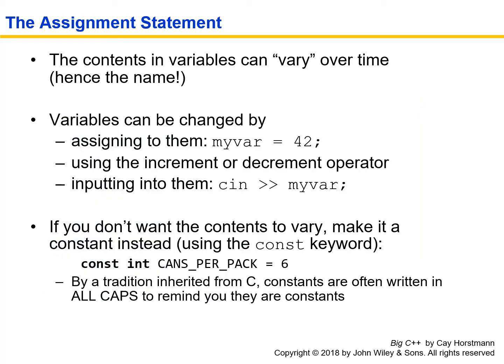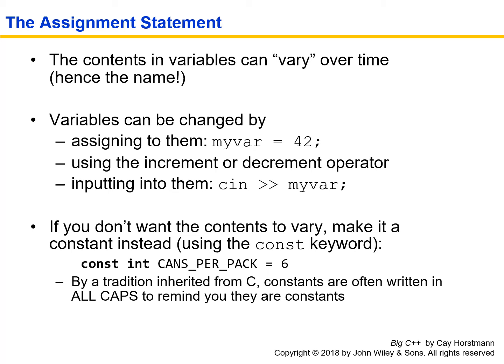The contents in variables can vary over time. That's where they get their name, variable. Variables can be changed by assigning them a value, my var equals 42. Or using the increment or decrement operators, plus plus or minus minus. Or by inputting into them. cin greater greater my var will read a value from the keyboard and store it in my var.